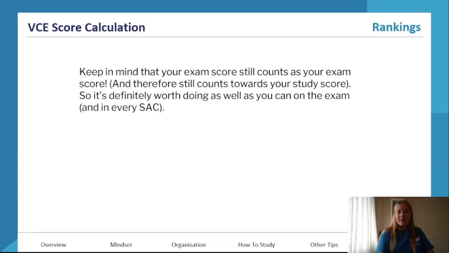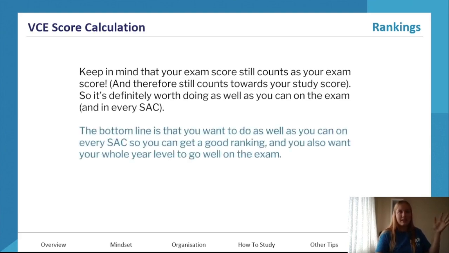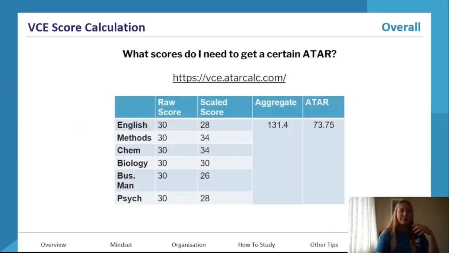You need to keep in mind that your exam score still counts as your exam score, it's not going to change, and it counts a lot towards your study score. It's usually about 50% for a lot of subjects. So you need to do as well as you can on the exam, and still in every SAC, because that has a significant effect. And remember, back to SAC moderation: the bottom line is that you want to do as well as you can on every SAC so you can get a good ranking in terms of your school. You also want your whole year level to go well on the exam. You need to be able to show that your SAC marks are reflective, that you have all of that information in your head and can do just as well every single time.